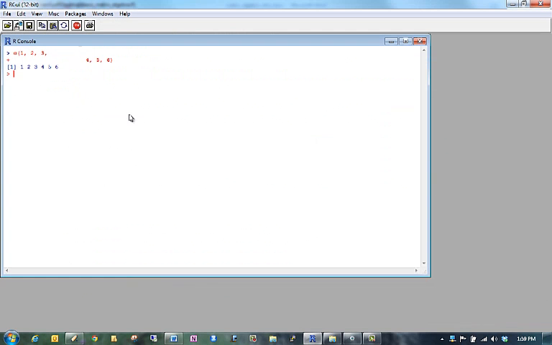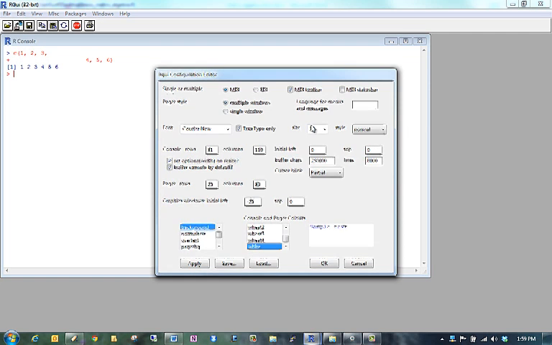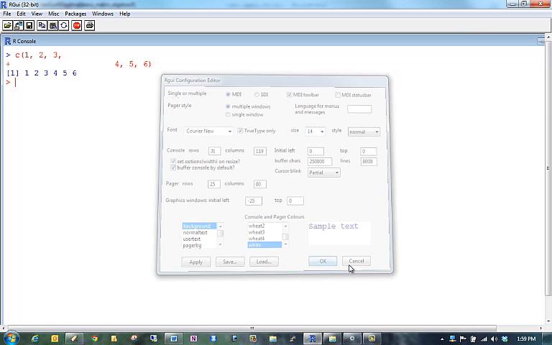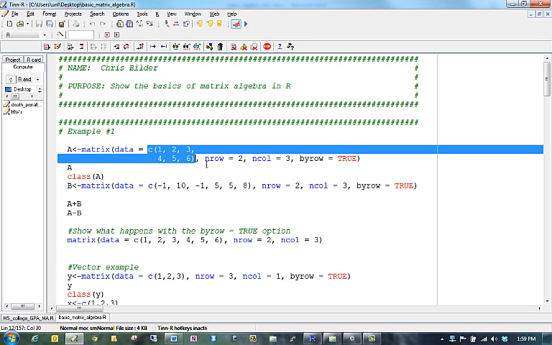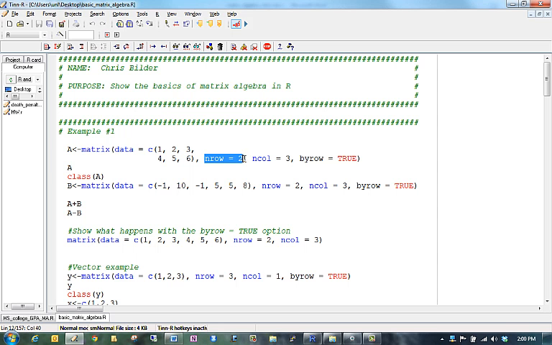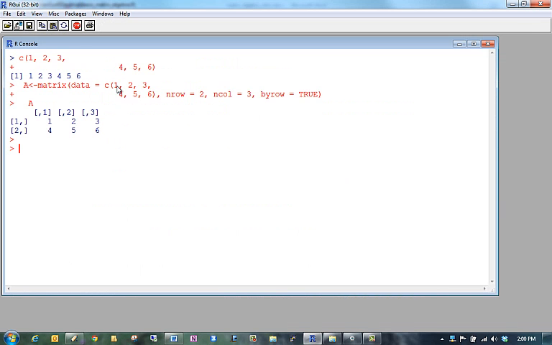So notice, if I highlight that code and run it, you can see how they were combined together. And I like to put all these numbers that we see there in data into 2 rows and 3 columns. And the way that I'm going to put them into the matrix, I'm going to do it by row. Meaning, let's run this and see what happens. I took 1, 2, 3 and put that in the first row. I took 4, 5, 6 and put that into the last row.